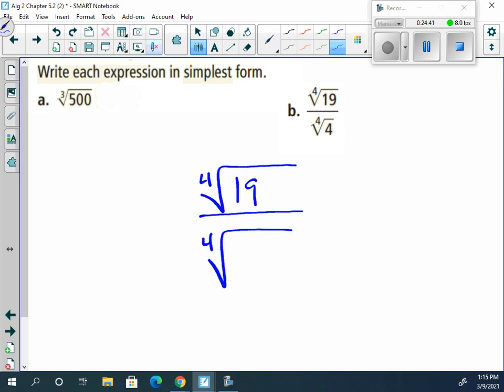I'm going to tell you right now the calculator will not do this here. It's not going to do it. It's going to throw it back out. Now 4, how can we rewrite 4? 2 squared. We'll need our fourth roots because the only way we can multiply on top and bottom is with fourth roots. We need the roots to be the same.